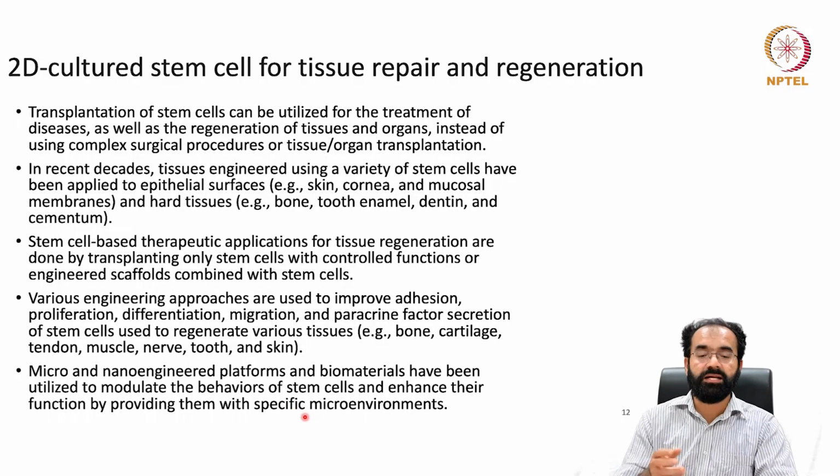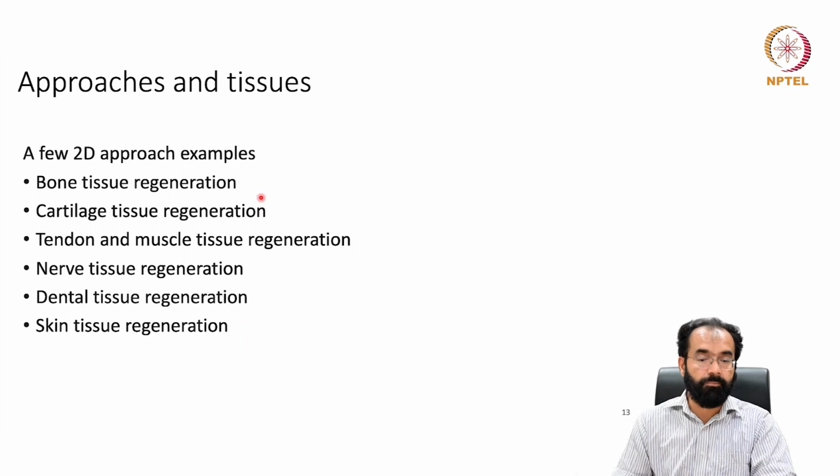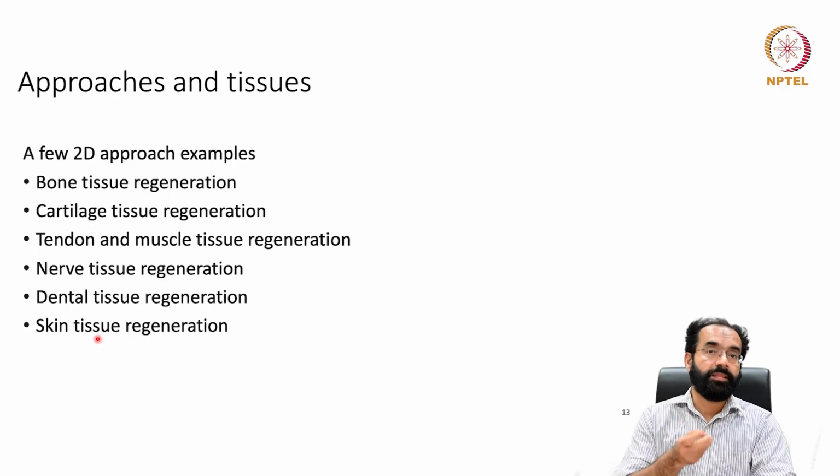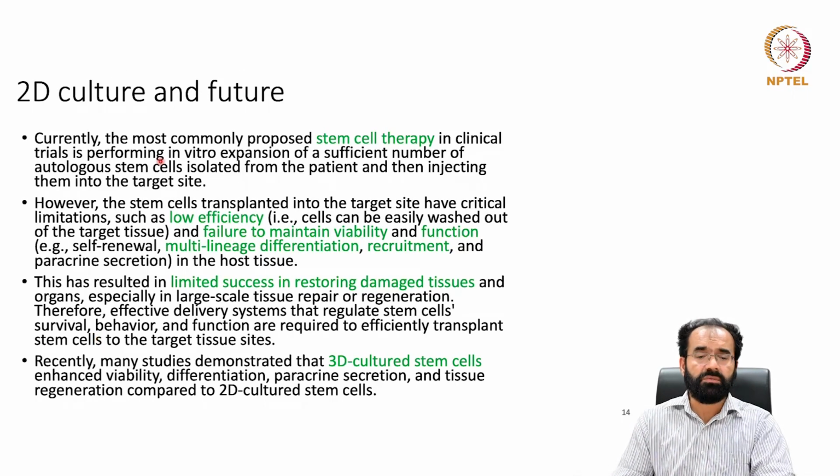So 2D cultured stem cells also have tremendous potential when it comes to regeneration biology. Let us see what approaches and tissues are done using the 2D approach. Examples: bone tissue regeneration, cartilage tissue regeneration, tendon and muscle tissue regeneration, nerve tissue regeneration, dental tissue regeneration, and skin tissue regeneration. They all can be manipulated more easily by the 2D approach. Let us see what the future of 2D culture is when you want to use it in a therapeutic scenario.